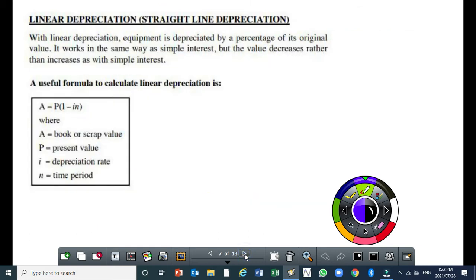All right. So let's start with linear depreciation. Linear depreciation is really the simple interest formula, right? The formula for linear depreciation is also called straight line depreciation. Remember, the words linear and straight line are synonymous. So the formula for linear depreciation is A = P(1 - in). This minus here is the one which tells you that there is depreciation. Everything else, in terms of the definition, is the same as how I defined last time.